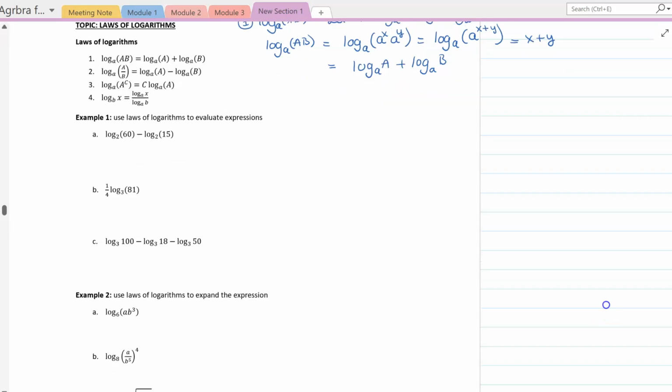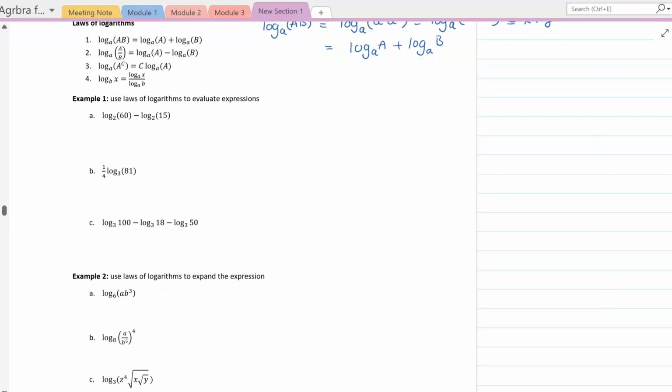Use the laws of logarithms to evaluate the expression. Here we have a subtraction. I can write this as log base 2 of 60 divided by 15. That is log base 2 of 4. So what number do I have to raise 2 to in order to get 4? 2 to the second equals 4. So that is 2.